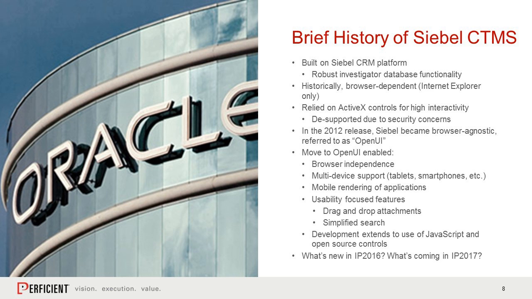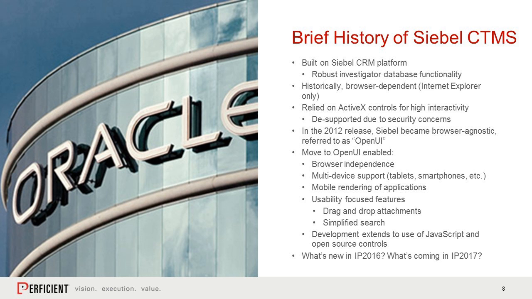So the move to OpenUI enabled several platform-wide enhancements. The biggest and most widely acclaimed of them was, of course, browser independence. The ability to support all major browsers was a huge step in the right direction. Along with that, OpenUI now had multi-device support across tablets, smartphones, and similar devices. And now that tablets and smartphones outnumber traditional laptops and desktops, this was definitely a needed evolution. Oracle even added with OpenUI the ability to render applications differently depending on which device is accessing the application, just as many websites do today.